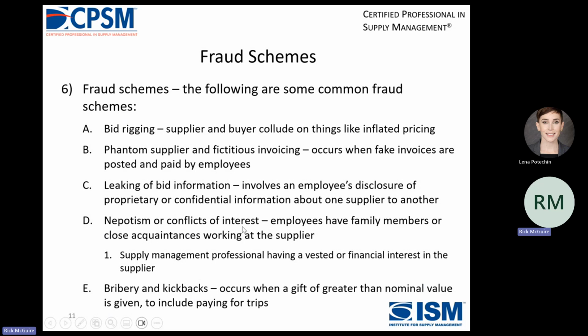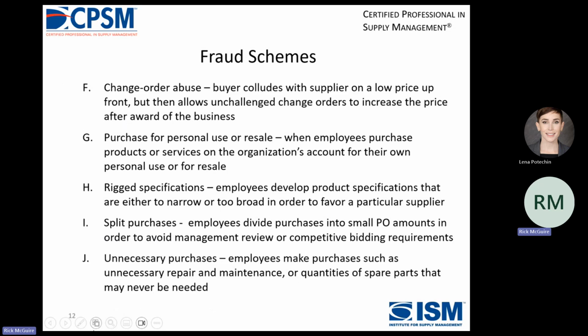Nepotism or conflicts of interest. Employees have family members or close acquaintances working at the supplier. This, again, is more difficult to detect. Supplier management professional having a vested interest or financial interest in the supplier. It's kind of the same thing. And bribery or kickbacks occurs when gifts of greater than nominal value are given, to include paying for trips. It used to be bottles of booze at Christmas all the time, a bunch of stuff like that.